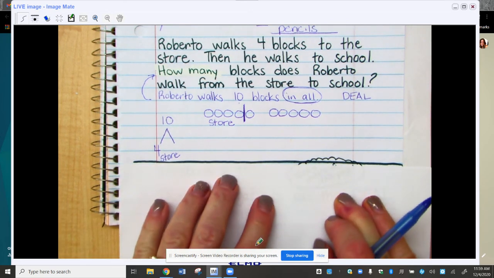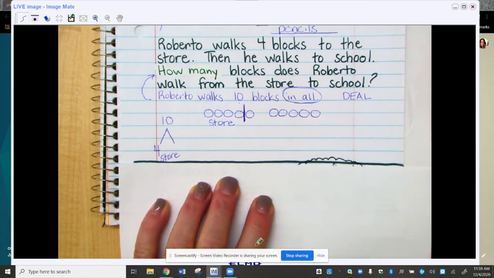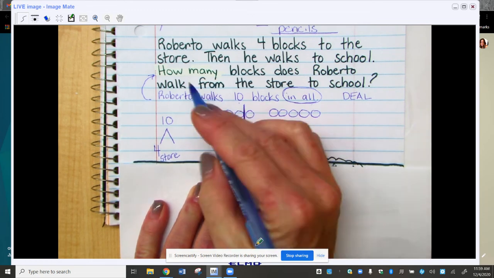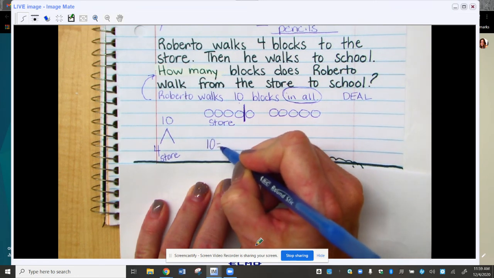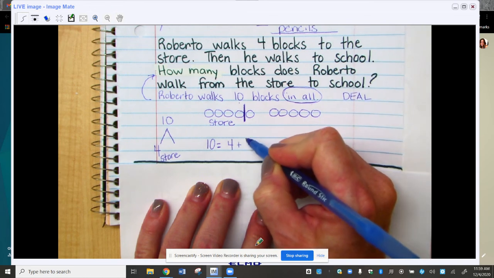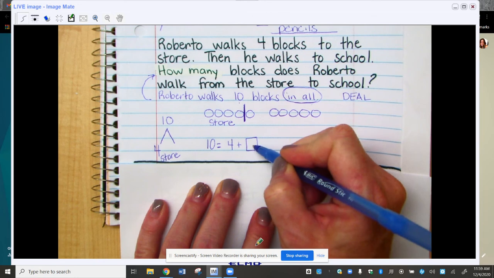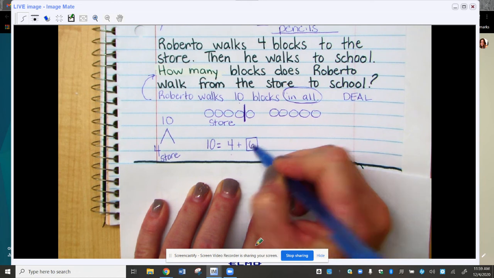Okay, so let me see here. We have 1, 2, 3, 4, 5, 6. Oh, he walks 6 more blocks to get to school. Okay, well, let's go ahead and write this equation. Remember, there's more than one way to write this. I'm going to write it the way I modeled in the first few problems. So I'm going to start with the total. 10 blocks is the same amount as the 4 blocks he walks to the store plus the 6 blocks to school.